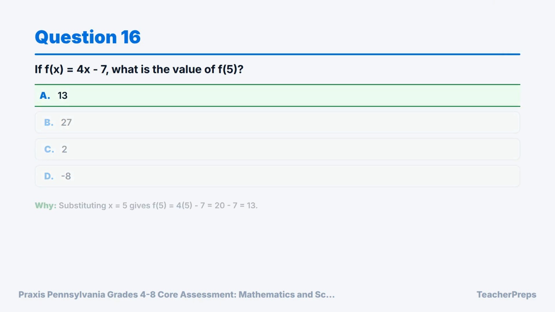The correct answer is A, 13. Substituting x equals 5 gives f(5) equals 4 times 5 minus 7, which is equal to 20 minus 7, equal to 13.